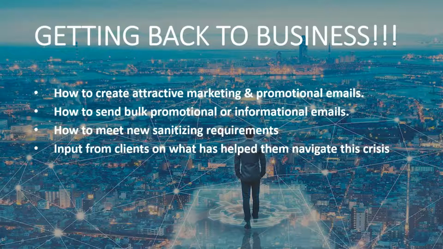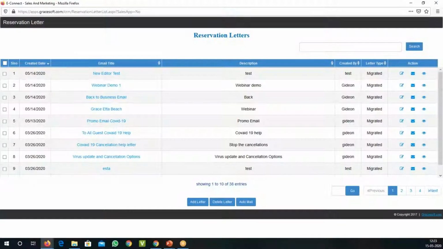If you look at this, our first screen is our email editor web reservation letters page. To get to this one, you would just go to the setup, and then you'll be able to select reservation letters, and it pulls it up right here. Now, if you just go at the bottom and click on Add Letter, you will have the new letter editor pulling up.